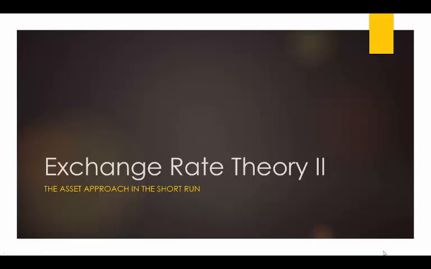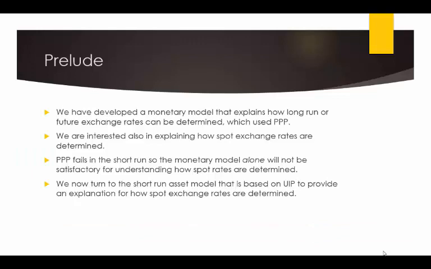This lecture develops the theory of short-run exchange rate determination from the asset approach that's based on UIP. Our preceding lecture provided a model for how long-run or future exchange rates can be determined. This is one of the building blocks required in the UIP expression that suggests a model for determining the spot rate. This model is known as the asset approach to exchange rate determination.